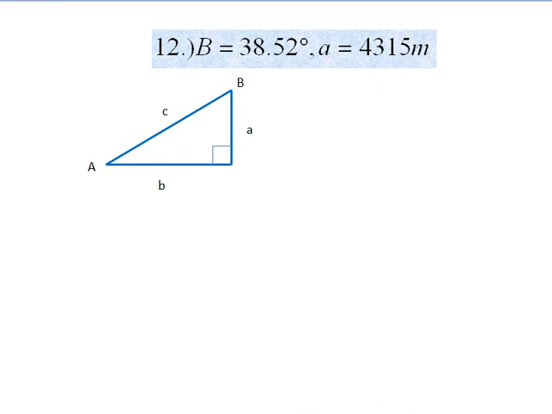Here's one for you to try. Use the same steps we've done in the earlier examples. Solve for all three sides and both angles.